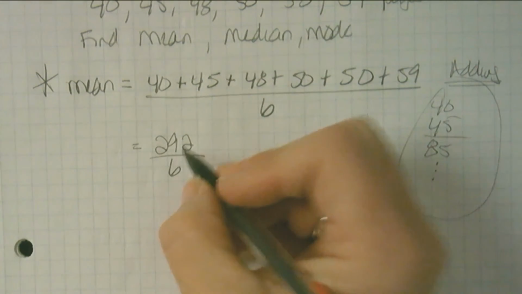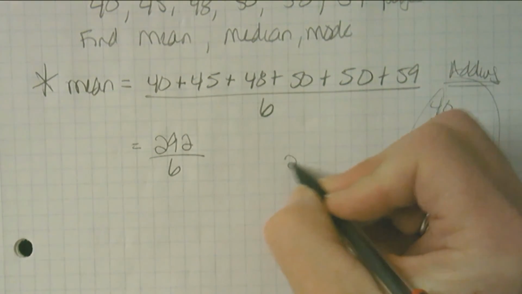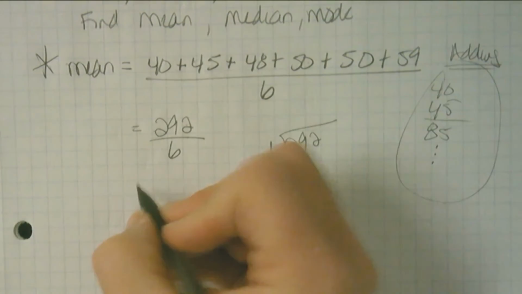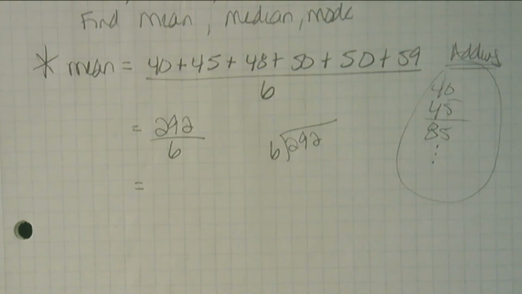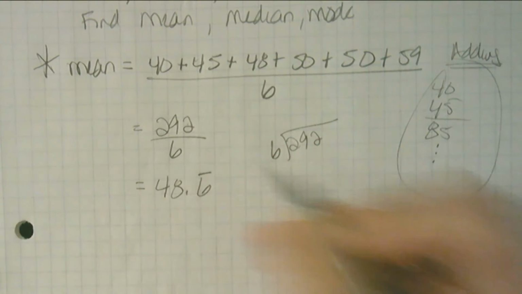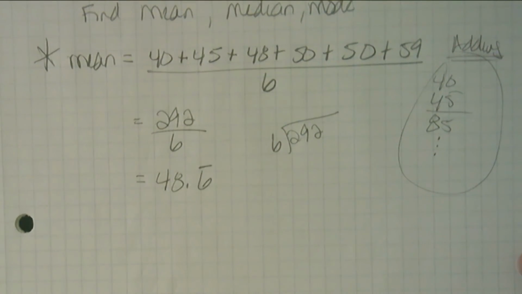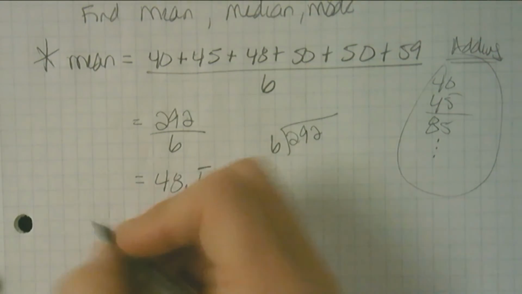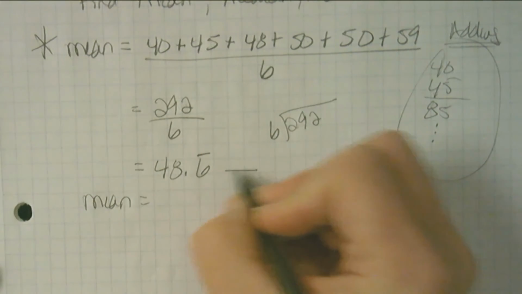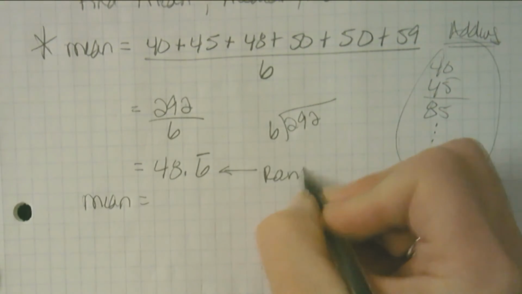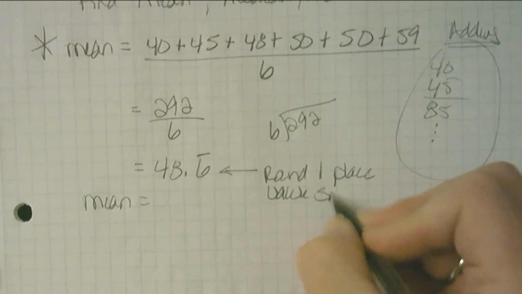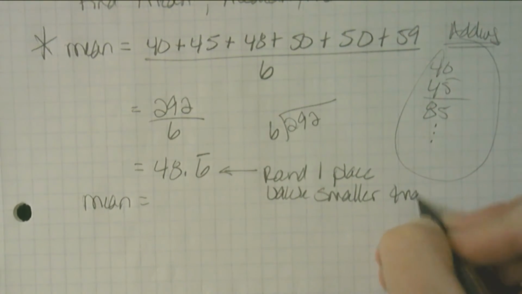All right, this says 292 divided by 6. So I'm going to see 292 divided by 6. I'm going to see that math somewhere. We're going to come back here. When I do that division, I end up getting 48.6, and that 6 is repeating. All right, so my mean, I want to round it one place value smaller than our data. So round one place value, this is my rule, smaller than the data.